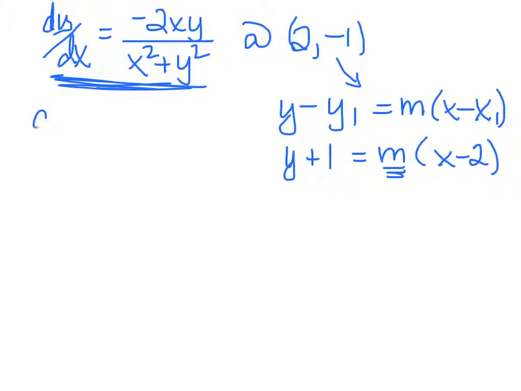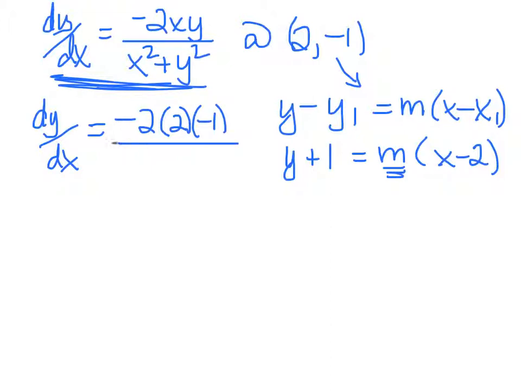So what we're going to do is evaluate that slope at the point (2, negative 1). Everywhere I see an x, I'm going to plug in 2, and everywhere I see a y, I'm going to plug in negative 1. So negative 2 times negative 1, and then on the bottom, I'm going to do 2 squared plus negative 1 squared. Okay, so we work that out, and what does that give us? That gives us a 4 on the top, and we get 4 plus 1, 5 on the bottom. So 4/5 would be our slope.